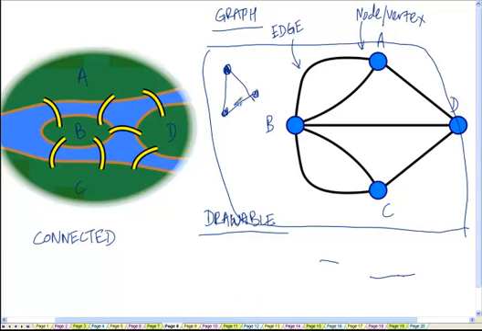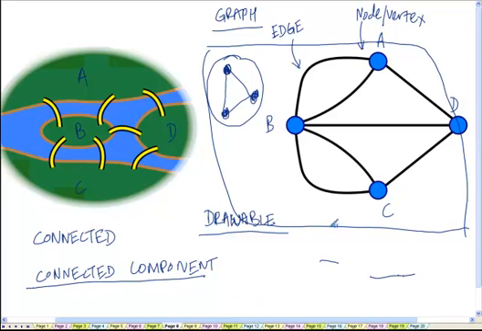But when a graph is not connected, it's going to have multiple connected components. So this is one connected component. A connected component is basically a subset of the vertices of a graph such that there is a path between any two vertices within that connected component. So there are two connected components in this sort of bigger graph.